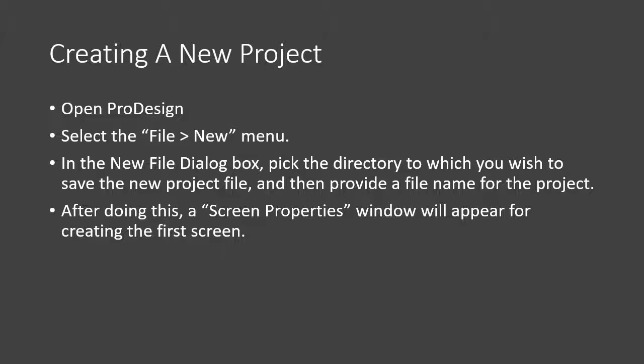Typically we call it TS for touchscreen, and then dash, and then the touchscreen name. So it might be dash A, dash B, dash C, or dash CC1 for central control 1. And after doing that, you're going to get a screen properties window, which will allow you to create the first screen. And in this case, we recommend that you just cancel that, because there's going to be some other configuration efforts that you'll need to make before you're ready to add a new screen.